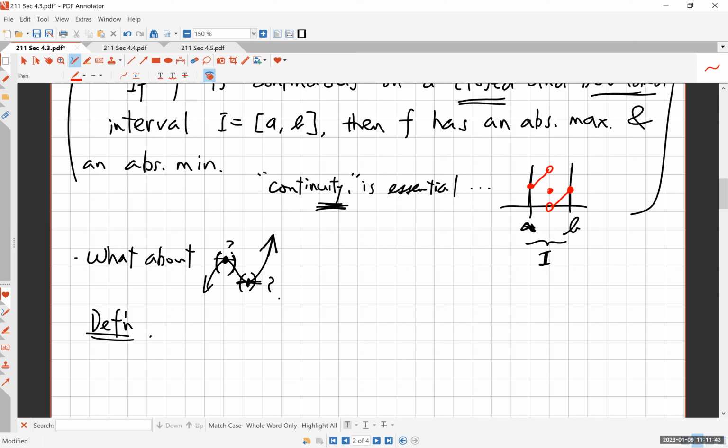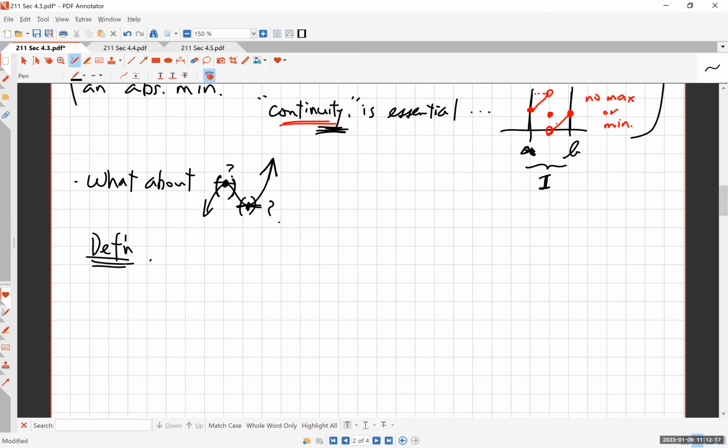Okay. So this function, notice here, it gets closer and closer to this point, but never gets to that y value. So there is no maximum. And it gets down closer and closer to 0, but it never gets to 0 exactly. So there is no maximum or minimum for this discontinuous function, even though it's defined on the closed and bounded set I, right? So again, continuity is an important and essential element of the extreme value theorem.